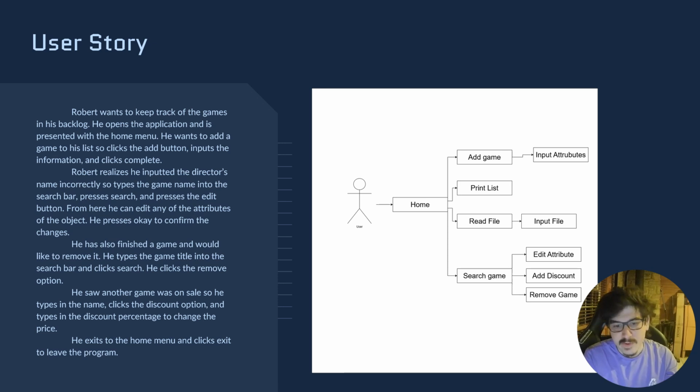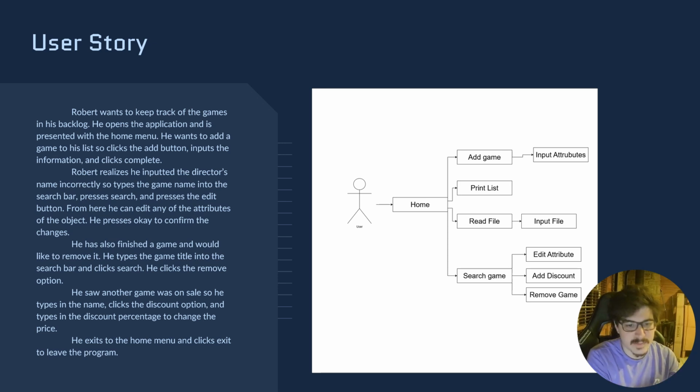So this is the user story. Let's use Robert, that's me. So if Robert wants to keep track of his games, he can just go to the home menu, open up the app. He goes to the add, goes through those inputs, those attributes, and then he can return. It'll automatically return to the home menu. He can print out to see what's been inputted so far. You can press the read file to select whichever one he wants to use there.